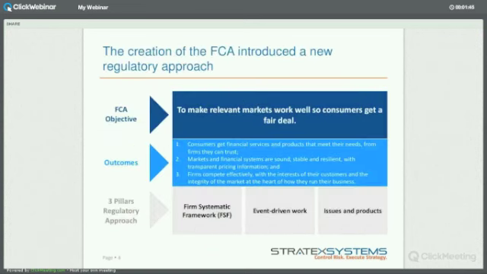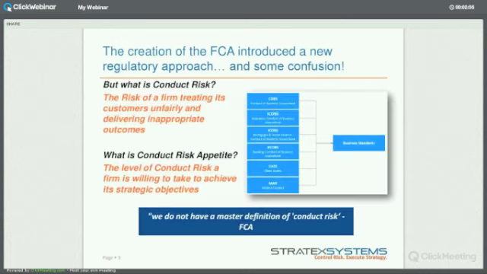So early last year, about 8 to 9 months ago now, we've seen the FCA come into creation, and they've really changed the regulatory approach. And one of the key things they've done is they have brought with them the concept of conduct risk. And there's a definition here of conduct risk, but one of the things they've also brought, I think it's fair to say, is some confusion.